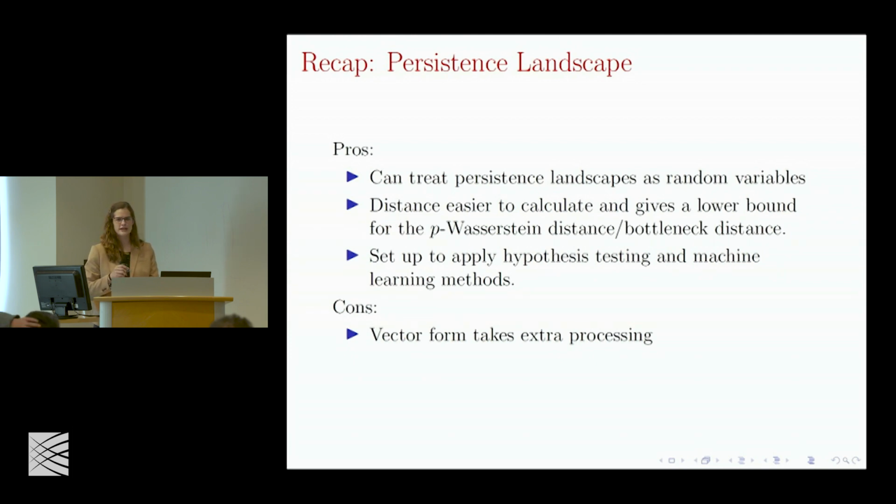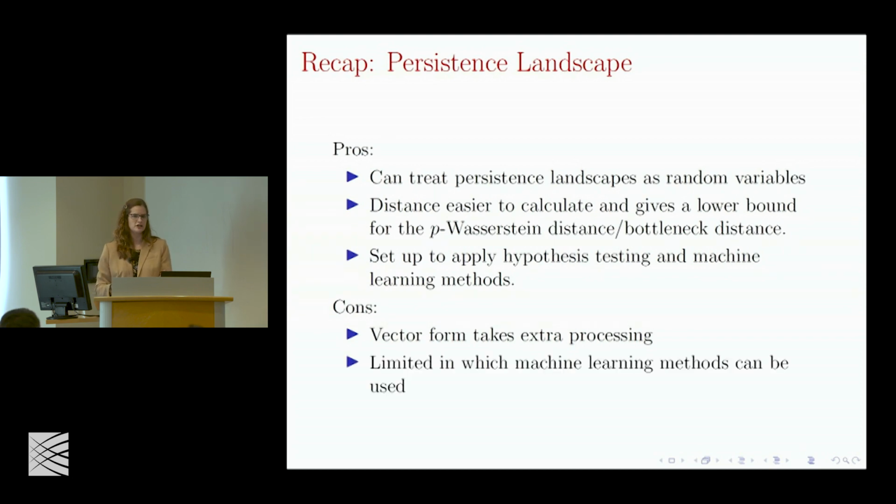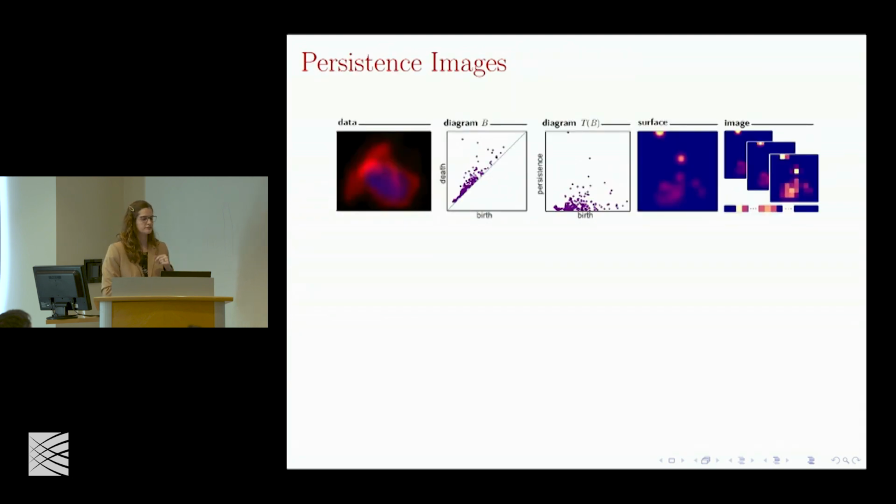However, that vector form takes a little bit of extra processing, and it can also depend a little bit on how many points you choose. So you possibly risk losing some topological information in the process. And in addition, it's a bit limited in what machine learning methods can be used. So we want to improve this, which brings us to persistence images.